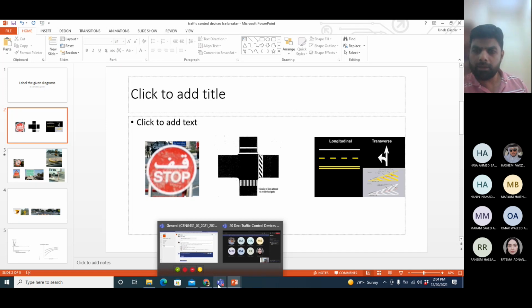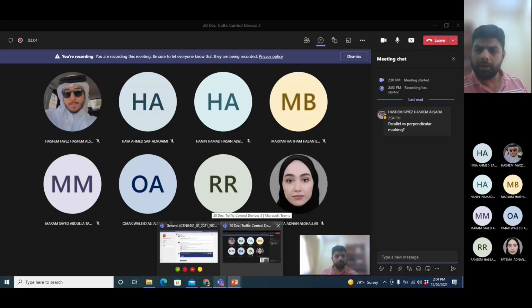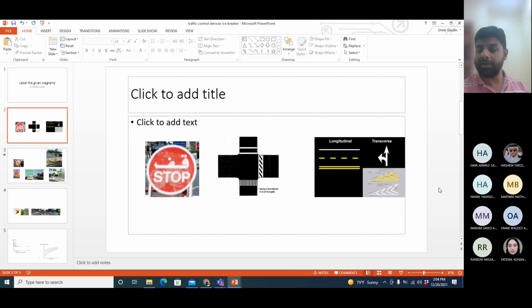You're going from left to right, and you have to tell me the diagram on the right hand side shows what? Parallel versus perpendicular. We don't call it perpendicular, we call them transverse. Okay, transverse marking. As I mentioned earlier, why I'm emphasizing that you should not call them perpendicular, because they may not be perpendicular to the center line. They are not perpendicular to the center line, but we still call them transverse. And what you called as parallel, this is called as longitudinal.